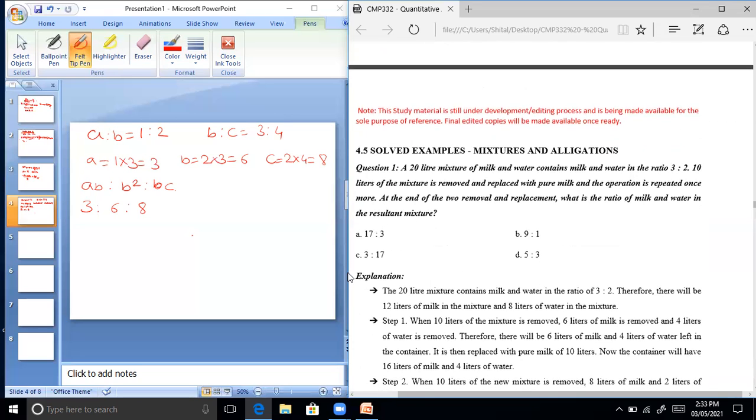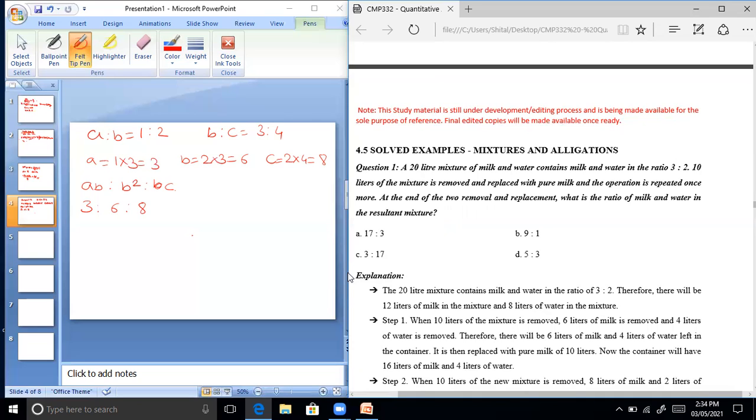So we'll see one example. 20 liters of mixture of milk and water contains milk and water in the ratio of 3:2. 10 liters of the mixture is removed and replaced with pure milk, and the operation is repeated once more. At the end of the two removal and replacement, what is the ratio of milk and water in the resultant mixture? So 20 liters of mixture contains milk and water in the ratio of 3:2.